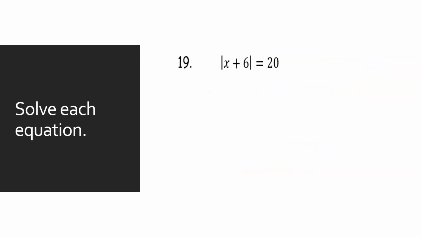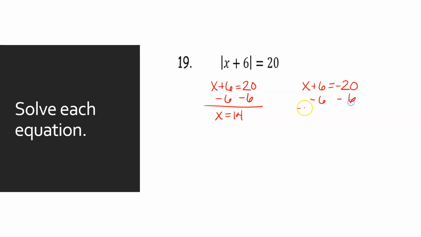Number 19, again, we have to solve this twice. x plus 6 equals 20. x plus 6 equals negative 20. So I'm going to subtract 6. So I have x equals 14. Subtract 6, and I have x equals negative 26. So my answers are negative 26 and positive 14. Okay, moving right along.